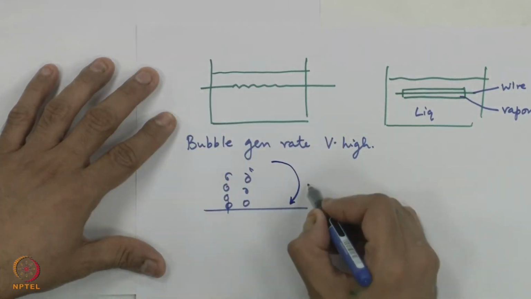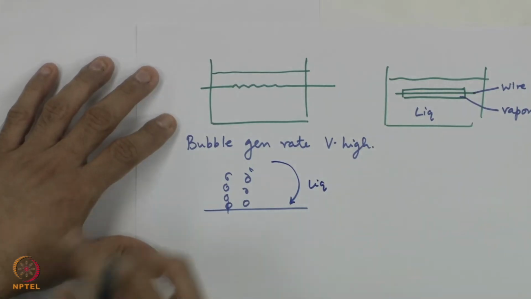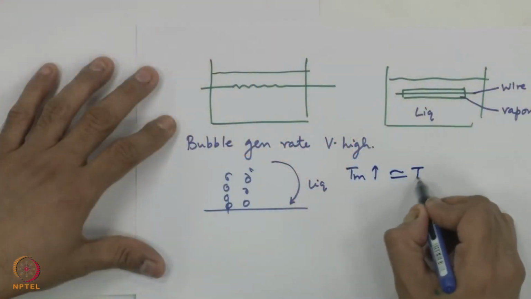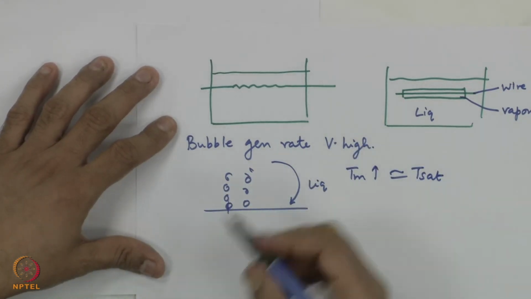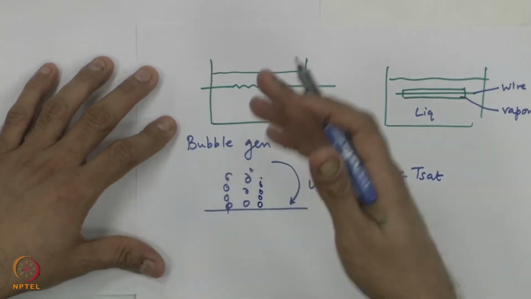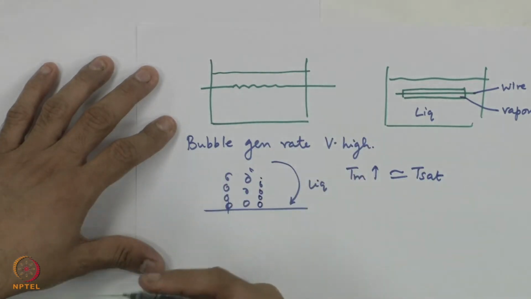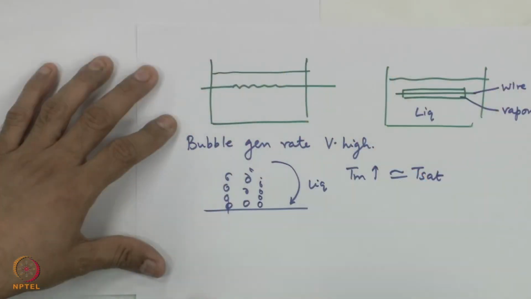There is no time for fresh liquid to come, and even if fresh liquid is able to come to the surface, the liquid itself is hot enough. So T bulk mean is also high, equal to T sat. So you don't need any extra time for the liquid to become vapor, and therefore sustaining this nucleation is almost, it just keeps going on autopilot mode. And because bubbles get generated so rapidly and fresh liquid is not able to come and take away more heat, this forms like an insulating blanket.